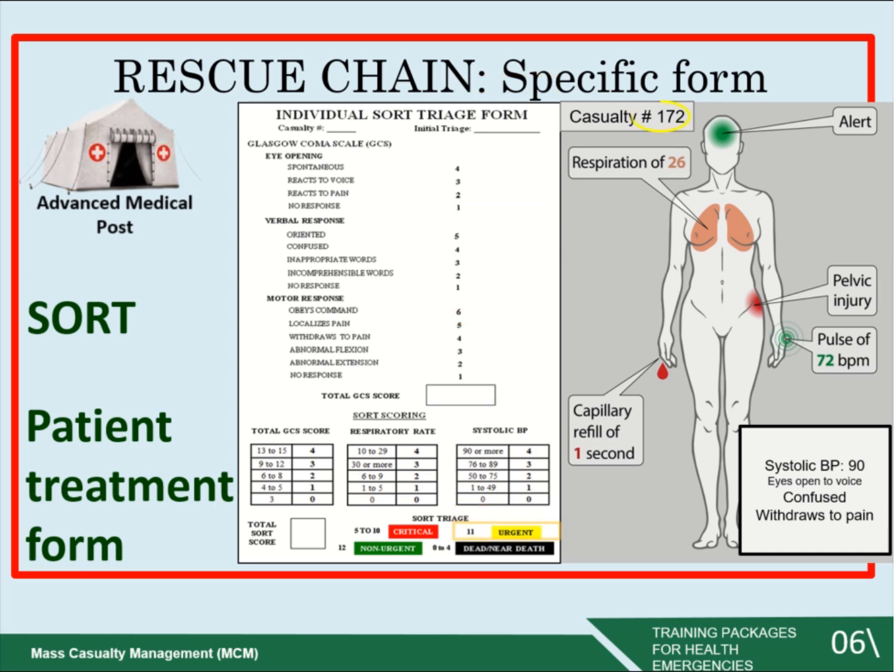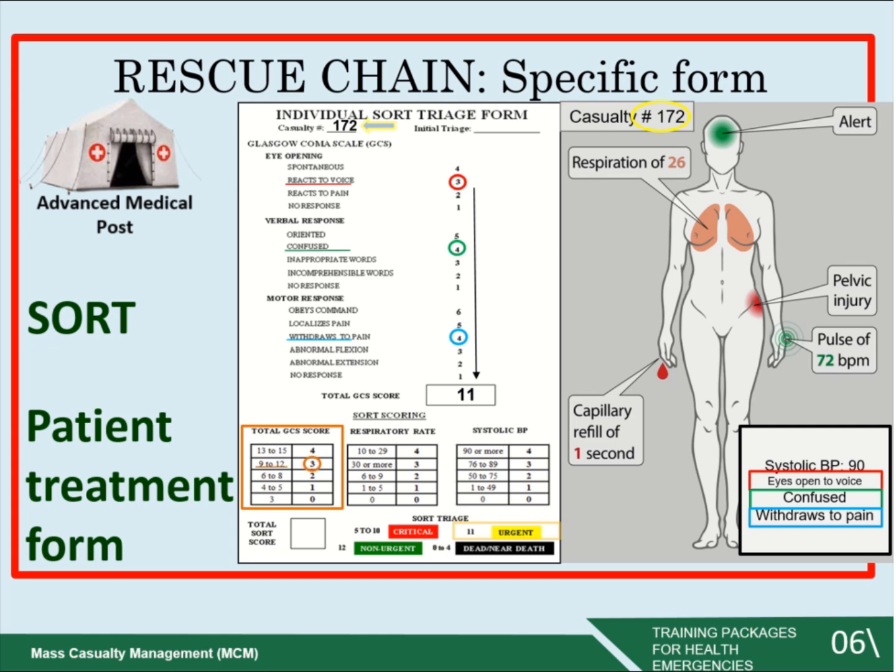Now let's process. Again, casualty number goes on this side of the form, and computing for the GCS. Eyes open to voice will have a value of 3. Confused for the verbal response will have a value of 4. And lastly, for the motor response, withdraws to pain will have a value of 4 as well. Now we'll have a total GCS score of 11, and plotting it to our total GCS score table, 11 will have a value of 3.